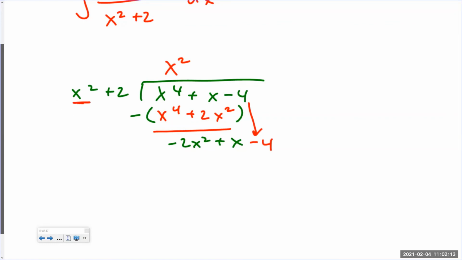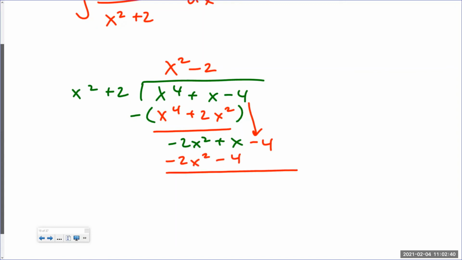Okay, x squared times what gives me negative 2x squared? Minus 2. So you put a minus 2 here. Okay, now here's the tricky part. What am I going to do next? Now I'm totally stuck. I feel like I'm almost done, but I have no idea what to do. Whenever you put a number in here, what do you have to do with that number? Multiply it. So what's negative 2 times x squared plus 2? That's negative 2x squared minus 4.